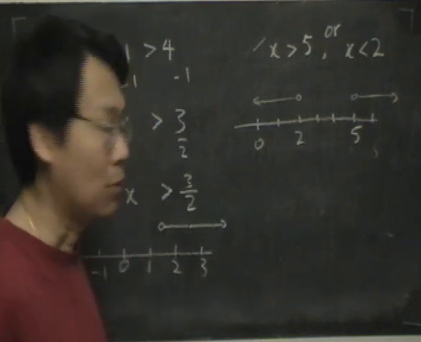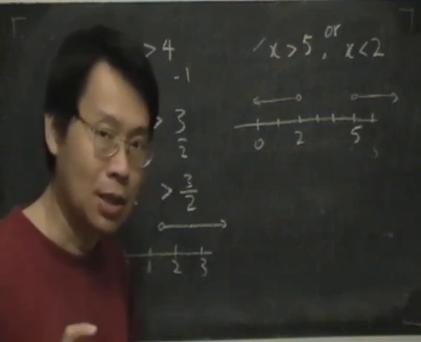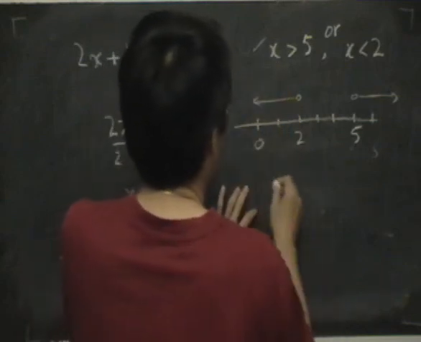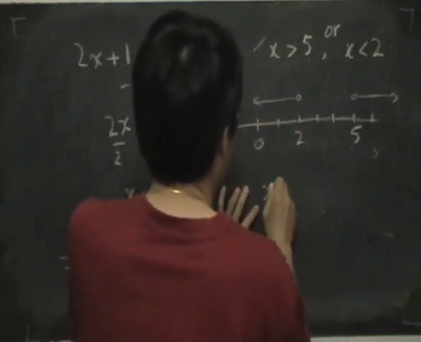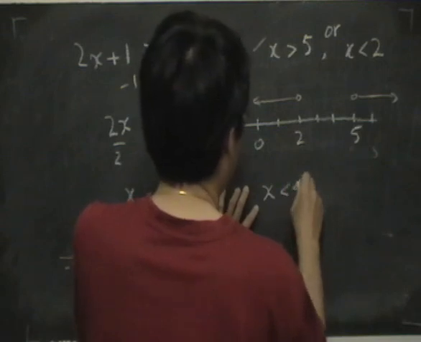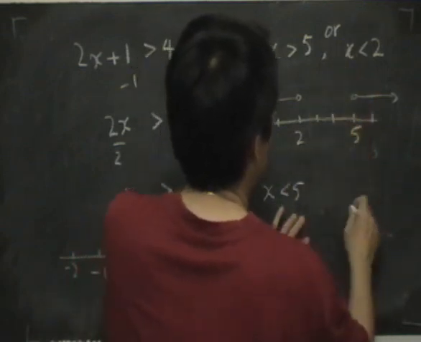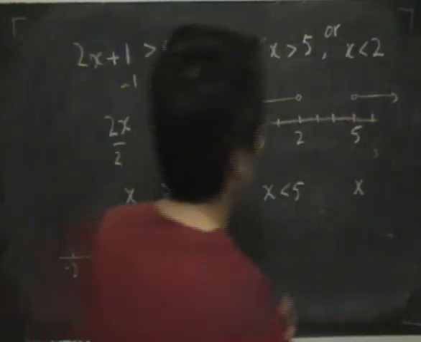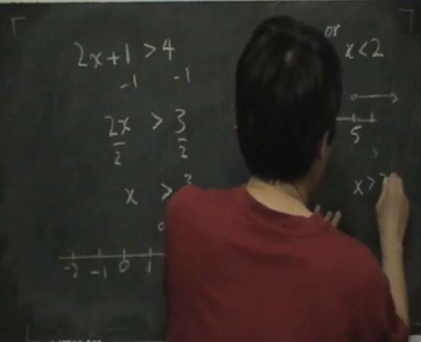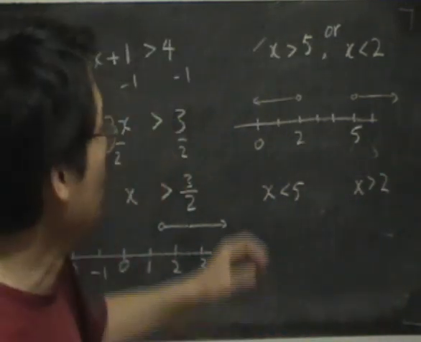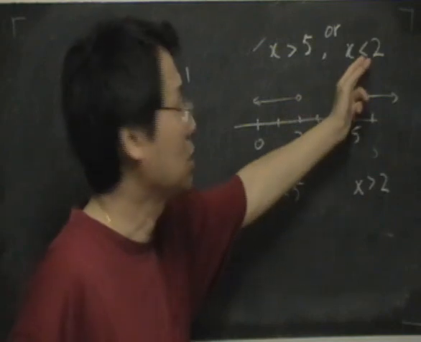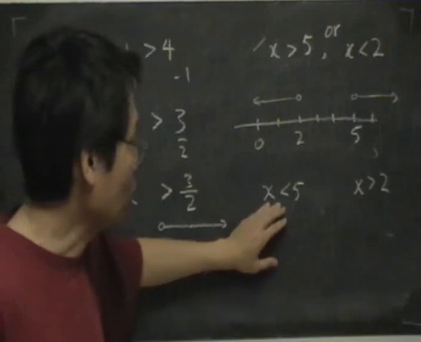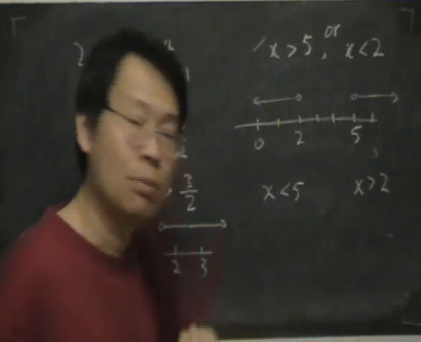Okay, now let me do something slightly different this time. Instead of x more than 5, let's look at x less than 5. And instead of x less than 2, what if I have x more than 2? So notice what I've done is that I've flipped the inequalities in that question. Okay, so I want to find an x that is less than 5 and more than 2.